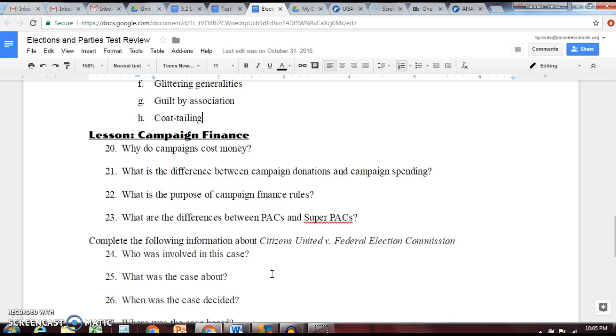Citizens United versus Federal Election Commission, very important case. Who was involved in this case? It was a group called Citizens United that wanted to donate a lot of money. The Federal Election Commission is in charge of basically enforcing all the laws. The case is about Citizens United wanting to donate as much money as they wanted to their candidates.